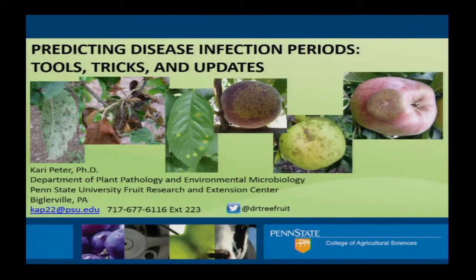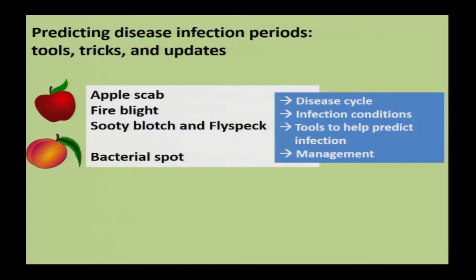Okay, so today we're going to be talking about predicting disease infection periods, and due to time I'm only going to be focusing on 4 diseases today: apple scab, fire blight, sooty blotch and fly speck, and finally bacterial spot. So for any of the folks here who grow peaches and battle bacterial spot, hopefully I'll have some nuggets of wisdom for you in this talk and in the next talk, the copper talk.